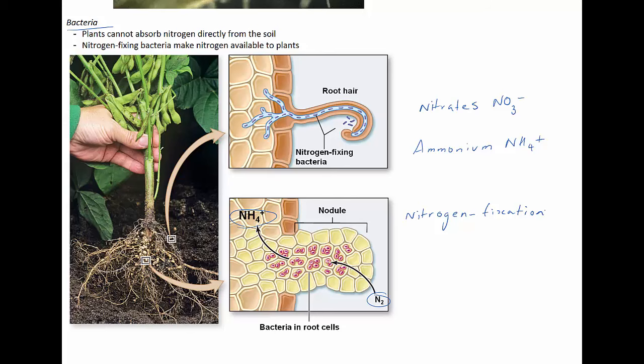This is really common in legumes, so things like peas, for example, or clover. If you were to pull clover out of the ground and look at the roots, you would find these nodules. And inside the nodules, there are bacteria which can convert nitrogen into ammonium, which is a source of nitrogen that the plants can use. You could also look at the root hairs, and inside the root hairs you can also find nitrogen fixing bacteria. Nitrogen fixing bacteria are particularly important in Australia due to our poor soils.